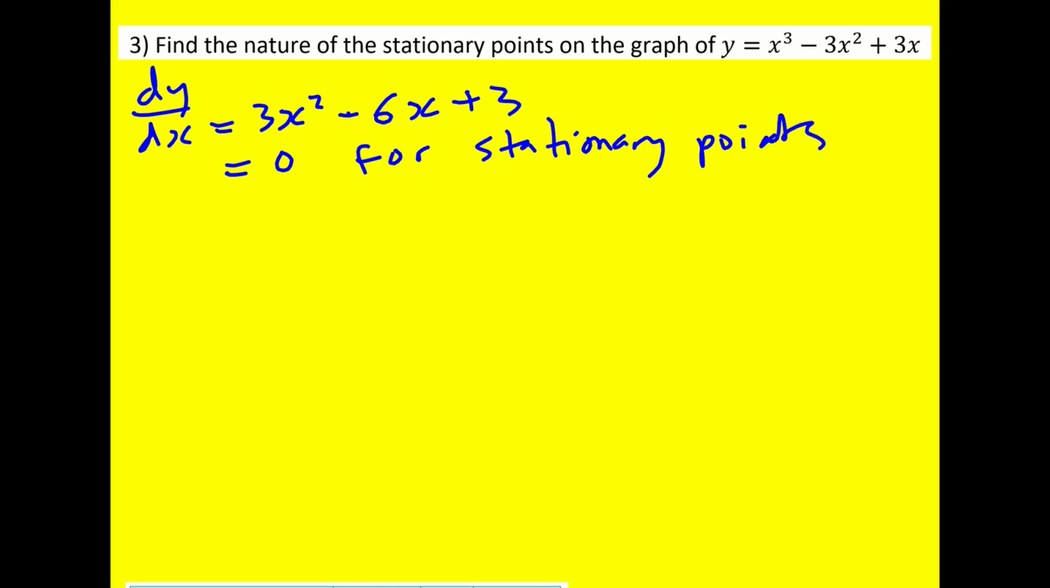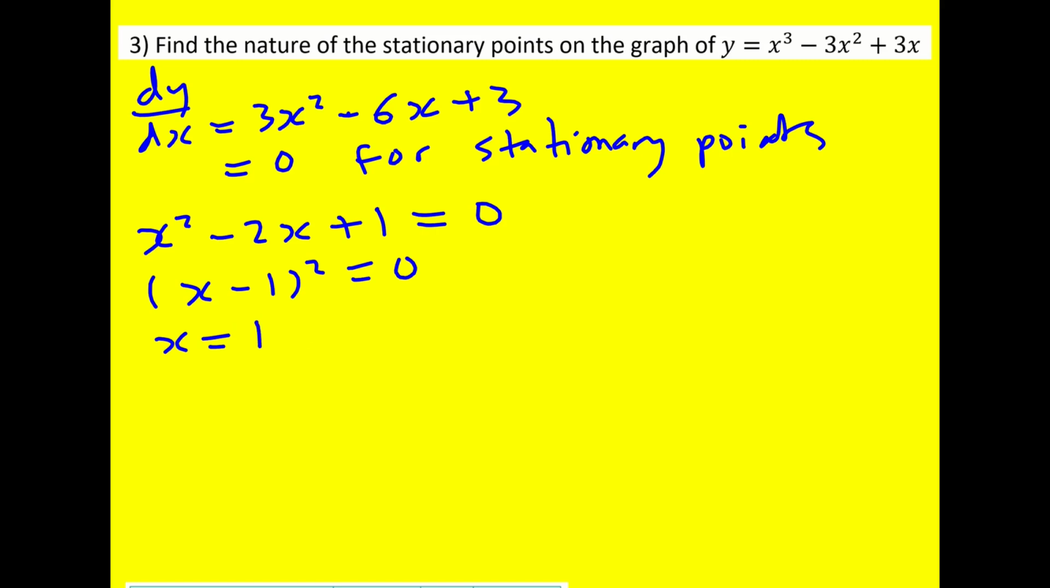Okay, we've got a quadratic equal to 0. First things first, look for any common factors. There's a common factor of 3, so I can divide through by 3, and I get this quadratic. This actually factorizes as x minus 1 squared equals 0, so I get a single solution, x equals 1, one stationary point in fact. When x equals 1, y is going to equal 1 minus 3 plus 3, which is also going to equal 1. I found my stationary point.